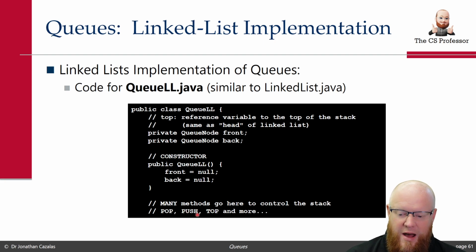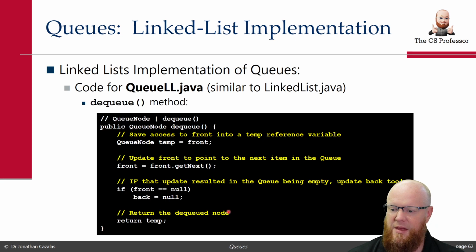And of course, what follows are many other methods for our queue, enqueue, dequeue, not push and pop. That would be for a stack. So here's our dequeue method. Let's understand this method. That's all that's left. Understand the dequeue method, understand the enqueue method. So remember, dequeue is what? We're removing the first element in that queue.